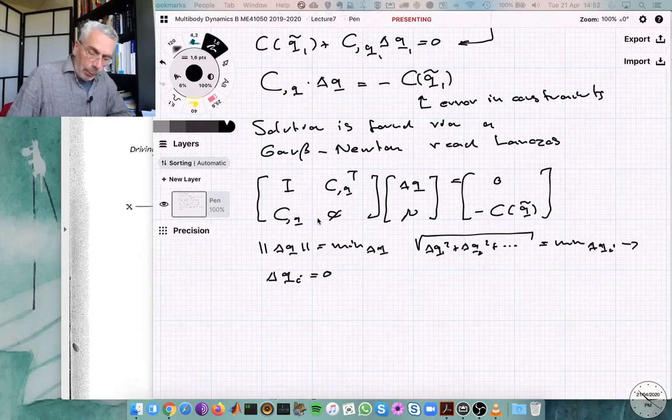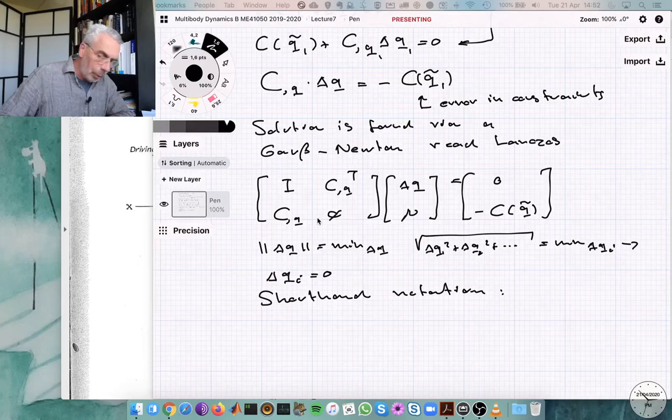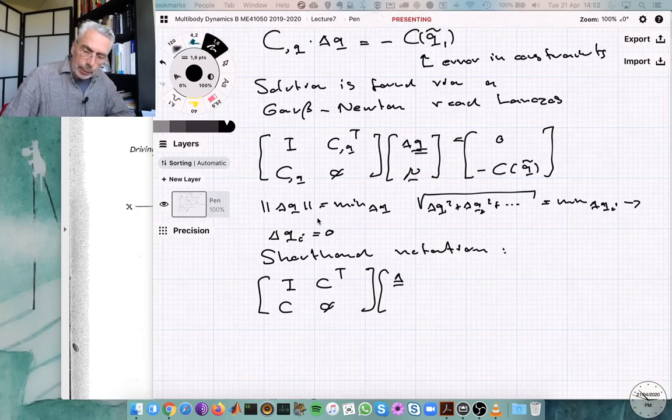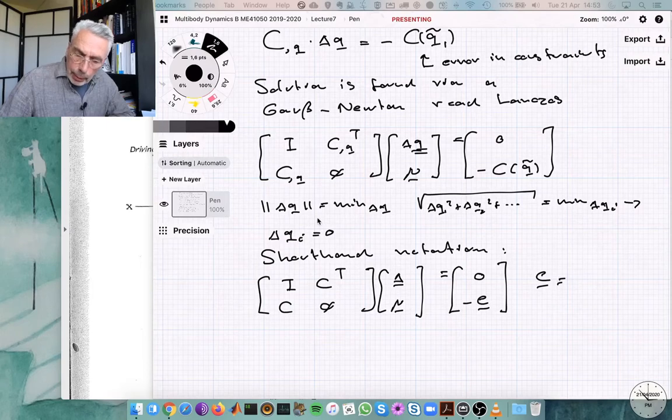So let's simplify the notation a little bit. Let's do it like a shorthand, otherwise I have all these tildes and things. I'm going to write capital I, and a C for the Jacobian, and here are zeros. Then I call this just delta. It's a vector, of course. This is also a vector. And of course the Lagrangian multipliers are also a vector. And then on the right hand side I write a 0, and minus E, where E is this error, C of Q tilde.